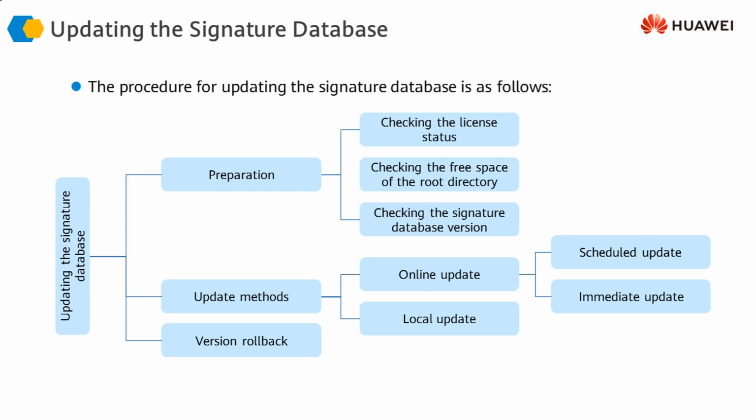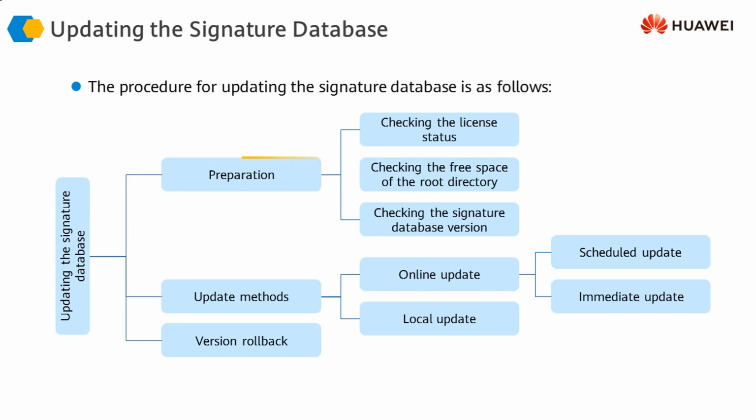While preparing, we first check the license status, whether we have the license available and it is still up to date and valid. Then, because we have to update the signature database, we need to check the free space on our device, and we check the version as well. If we have the latest version, then we don't need to do anything. If our version is outdated, then obviously we need to update.